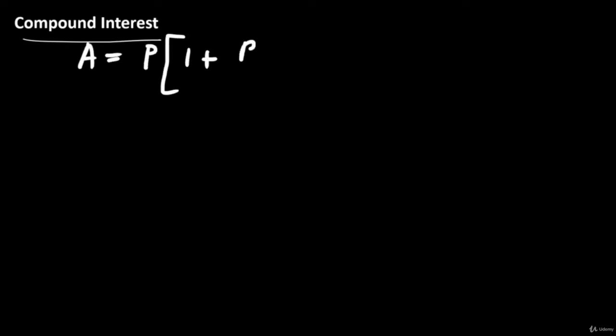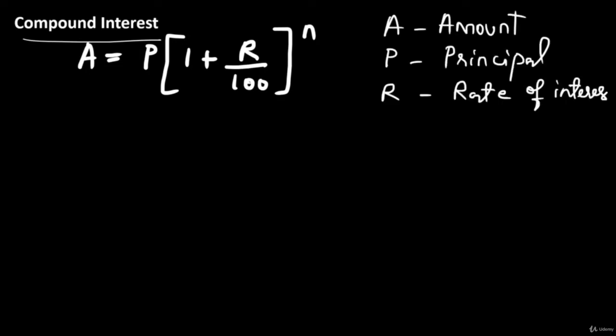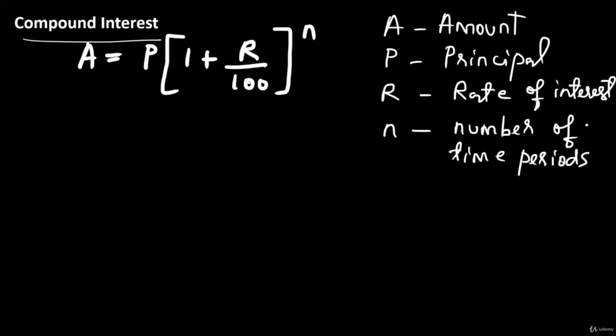All right, now let's proceed and try to learn the formula for compound interest. The formula for compound interest is nothing but amount is equal to principal into 1 plus r by 100 to the power n. All right, so this is the formula for compound interest which you will find in any book. Now let's try to write what we mean with the various variables over here. A is the amount, P is the principal, R is the rate of interest, and N is the number of time periods. Remember, A is the final amount that you will get back at the end of N time periods. All right, P is the initial principal that you are lending. All right, and R is the rate of interest, and N is the number of time periods.